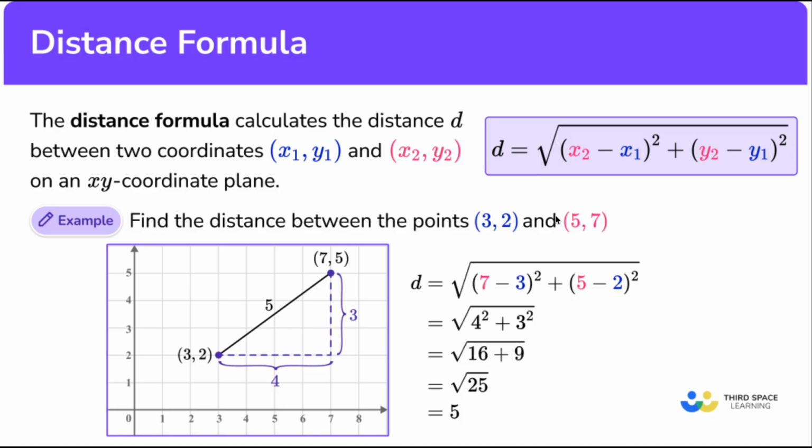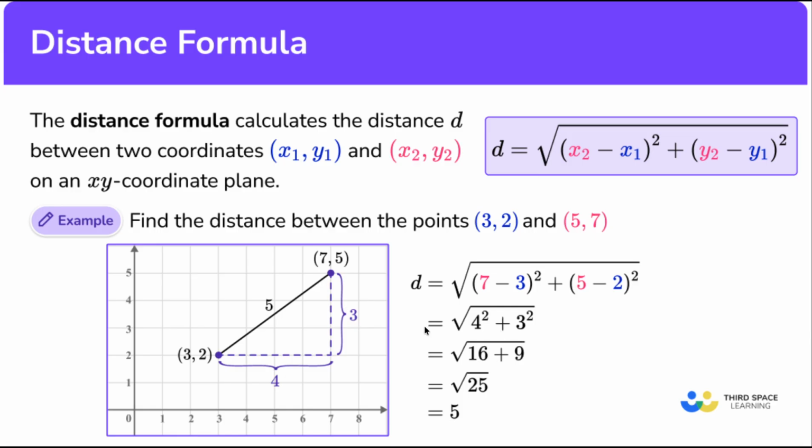Here is an example of how to find the distance. This is the distance formula, and it calculates the distance d between 2 coordinates, x1, y1 and x2, y2 on the xy coordinate plane. So if we're finding the distance between 3, 2 and 7, 5, this is how it would be done. So this little typo right here should say 7, 5.